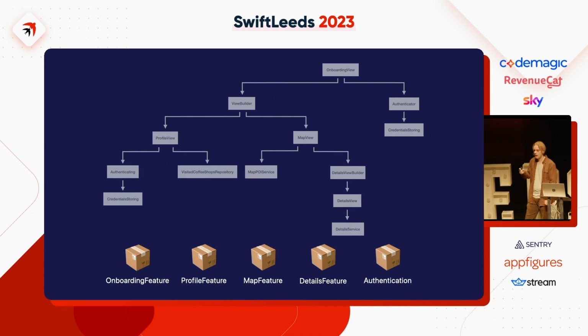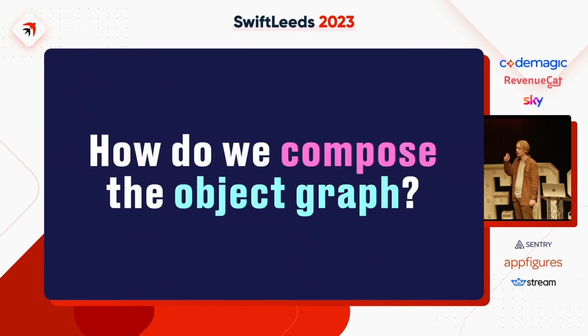Now, just a note, we haven't gotten rid of our object graph. It's just distributed across multiple Swift packages now. It still exists in our code base. So the question we need to ask ourselves is, how do we compose this object graph? That is, how do we create the consumers of dependencies and the instances of these dependencies?